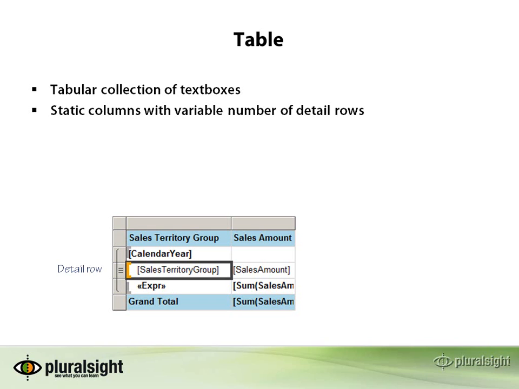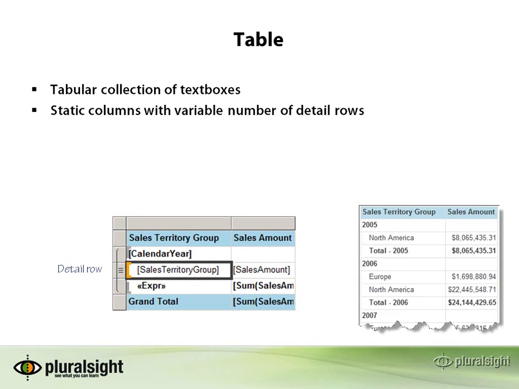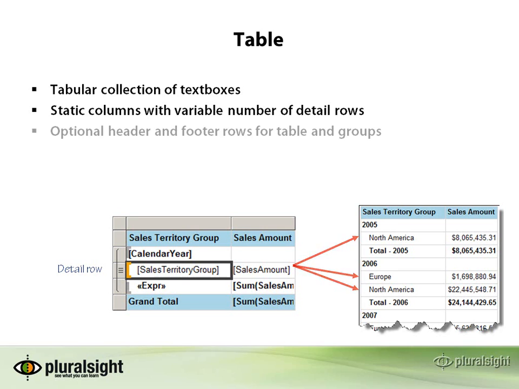You can see the detail row in the center of the table data region shown here. It's the row designated with 3 horizontal lines. For each row in our query results, a corresponding detail row will appear in the rendered table, as shown here. The lines illustrate where the detail rows appear in the rendered version of the table.